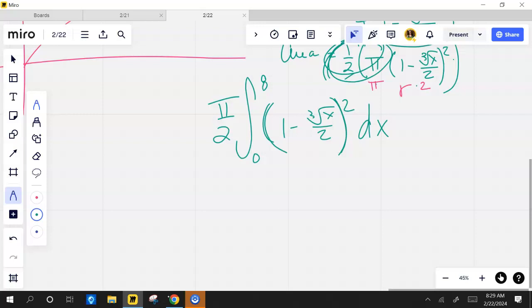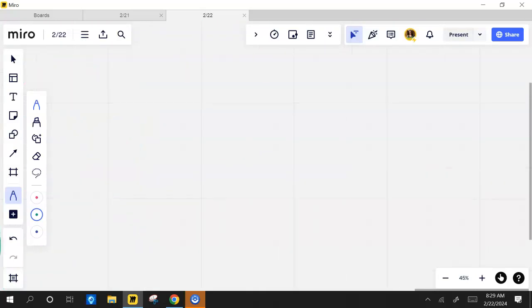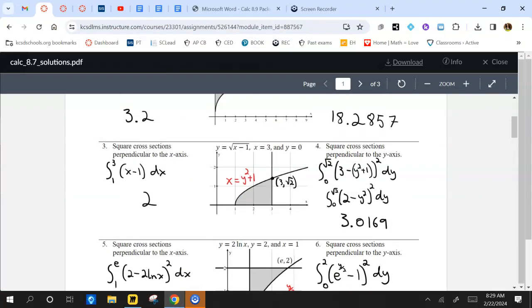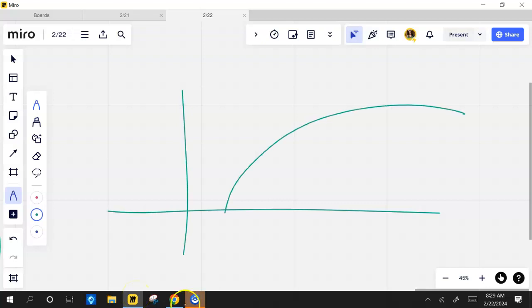We did that semicircle one, number 1 and 2. All right, then the triangle one. I think the triangle one was probably the hardest one. So I've got square root of x minus 1, 2 and 3. X equals 3.